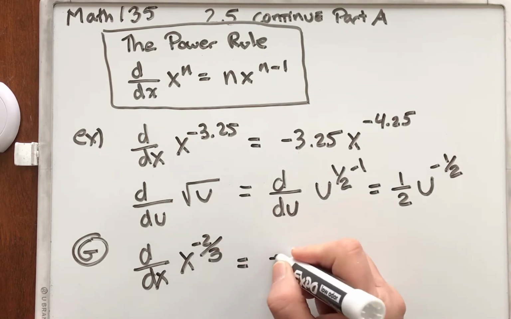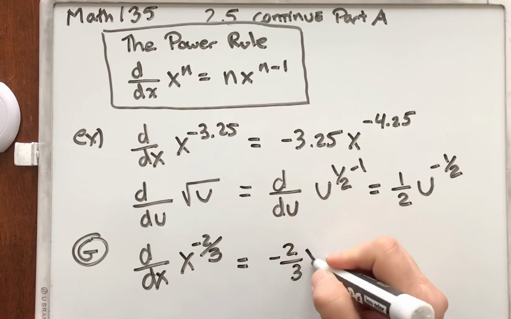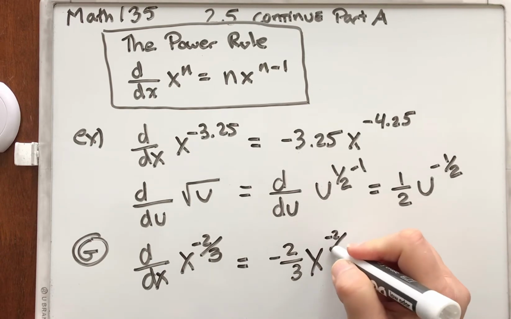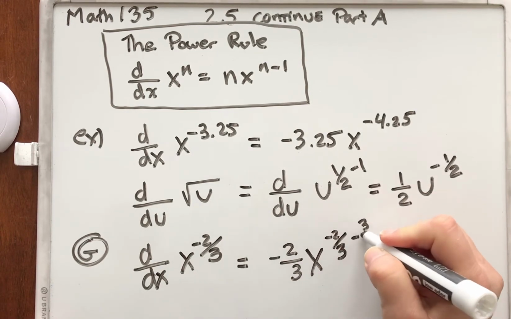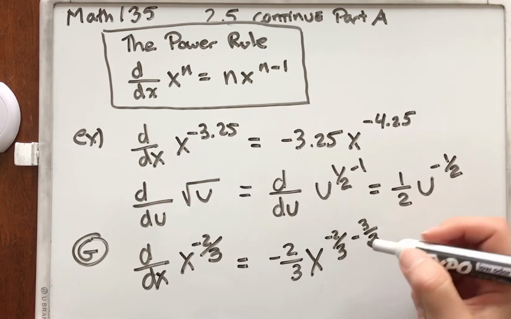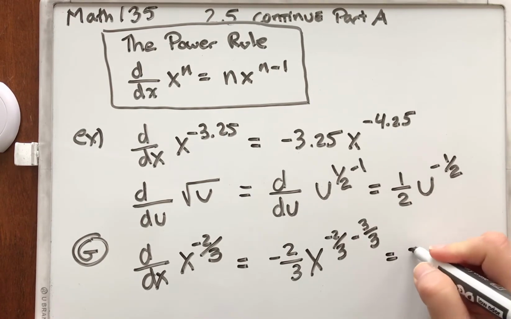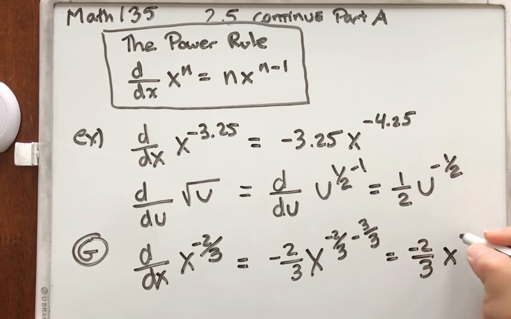We're going to bring down the exponent, which is negative 2/3, and then we're going to minus 1. Minus 3/3, that's a little trick I showed you based on the denominator. So we have negative 2/3 x to the negative 5/3.